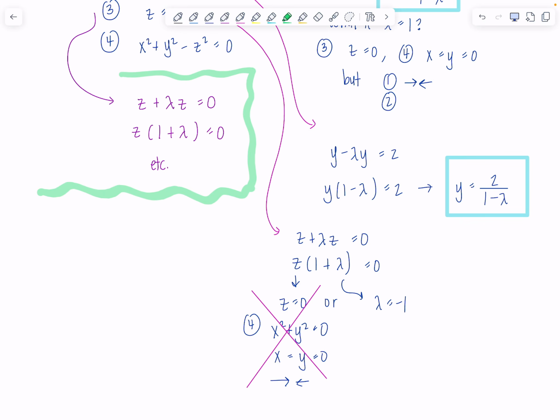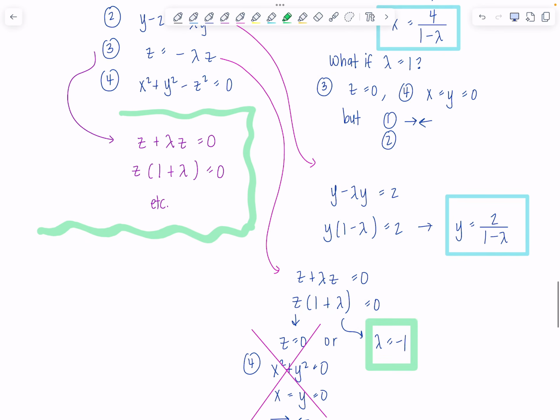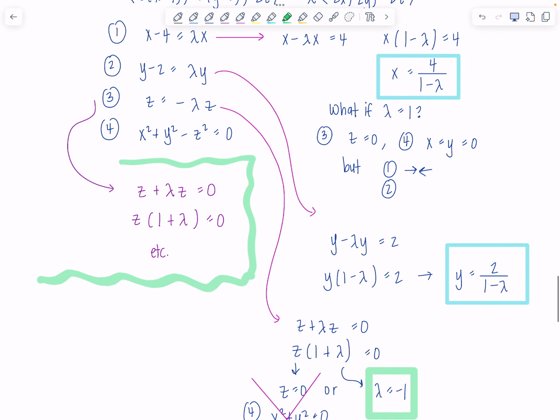Yes, Roy? Back to where you said lambda can't be... what if lambda is equal to what? You said for equation 3, z would equal 0? Yeah, because if lambda was 1, you'd have z equals negative z. That's only true if z is 0, right? Yes, right. Okay, so from here, can we get the rest? Yeah, because I know lambda is negative 1.